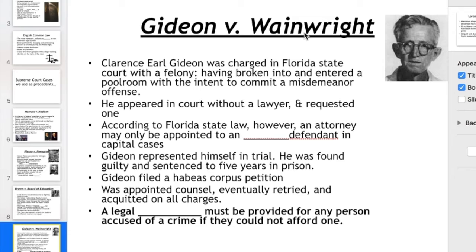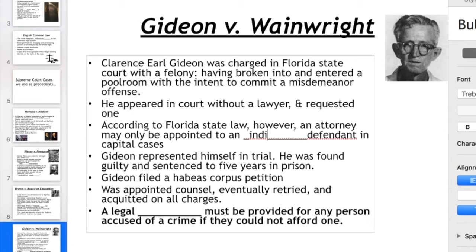Clarence Earl Gideon was charged in a Florida state court with a felony, having broken into and entered a pool room with the intent to commit a misdemeanor offense. He appeared in court without a lawyer and requested one. According to Florida state law, however, an attorney may only be appointed to an indigent defendant in capital cases. Indigent means that he was not able to afford one.